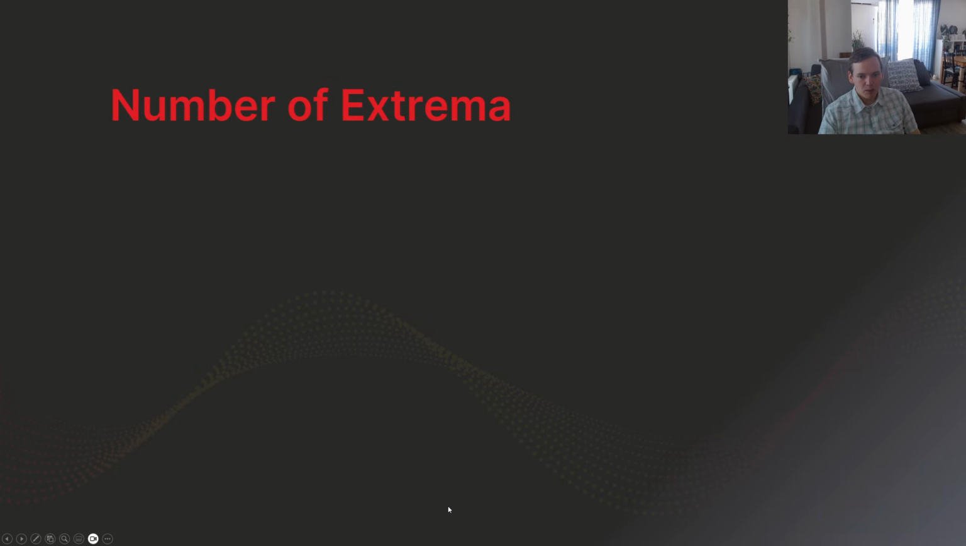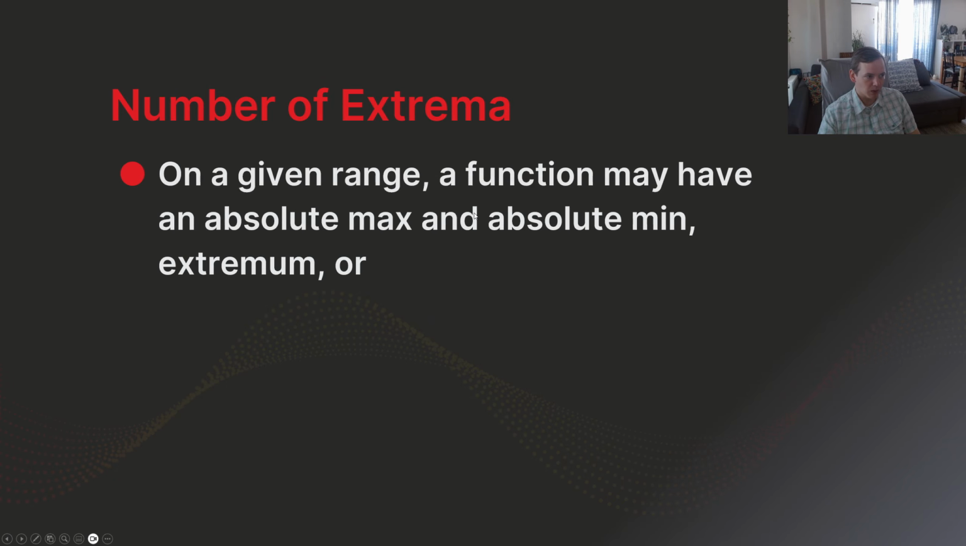Okay, let's talk briefly about the number of extrema on a given range. Again, that can be specified to be finite or infinite. A function may have both an absolute max and an absolute minimum. It could have only one of those, so only an absolute maximum, only an absolute minimum, or it could have neither.